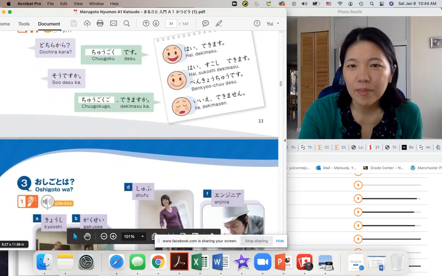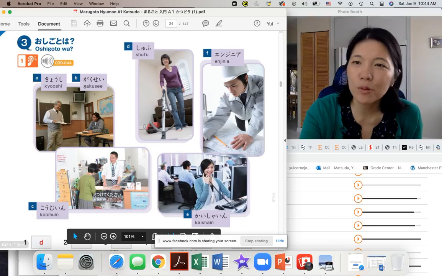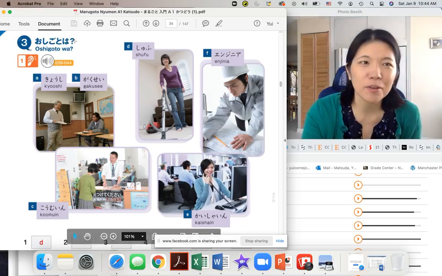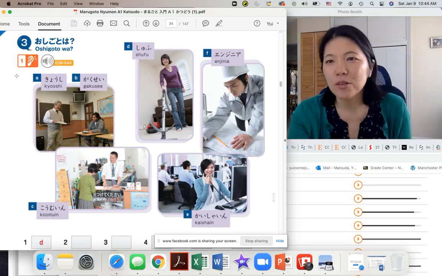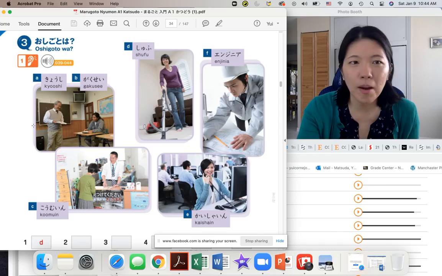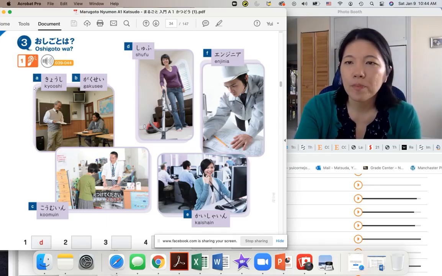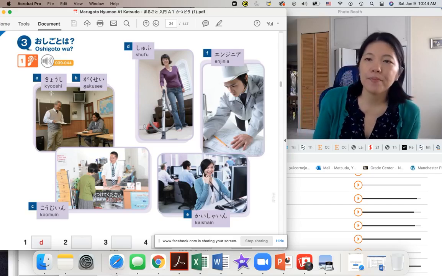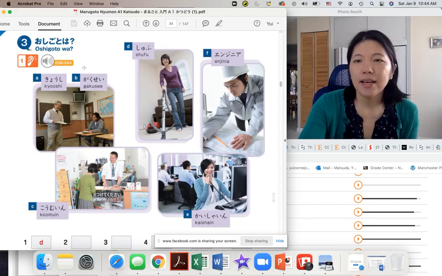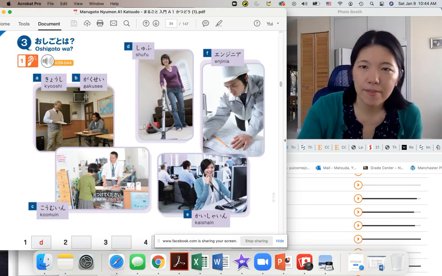And let's move on to this. So this is お仕事は？Because there's a question mark, you want to kind of go upward, like a question tone. お仕事は？So here are some vocabs that are good to know. So A is 教師, teacher, right? And B is 学生, student.